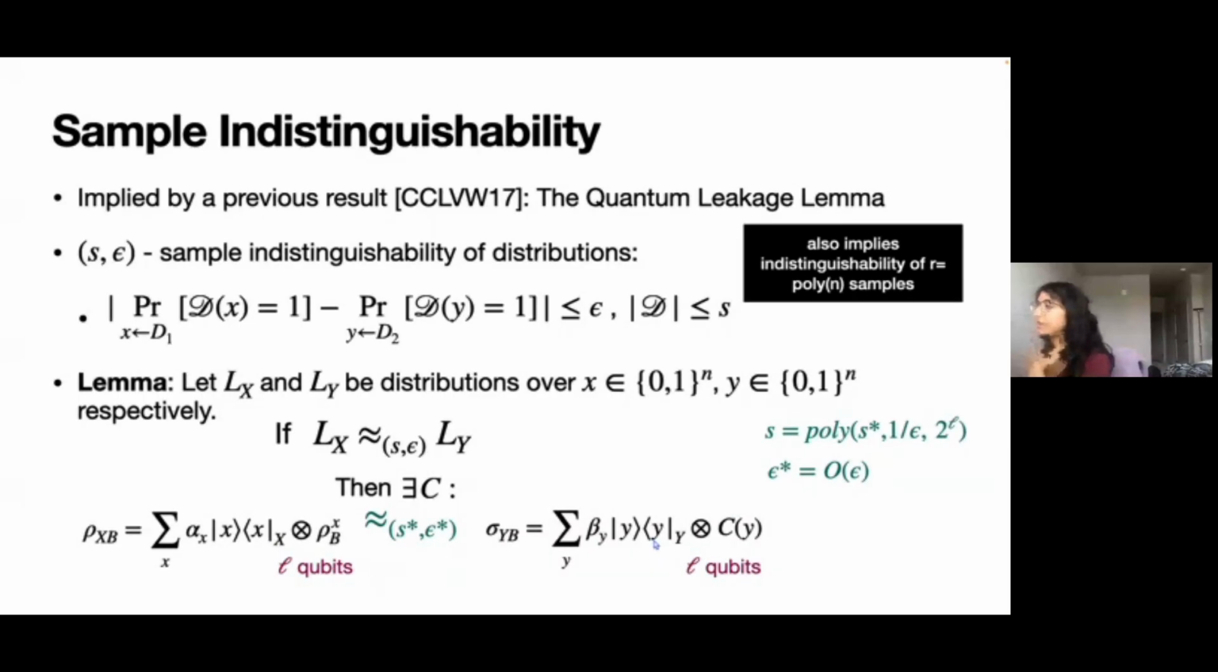In our case, we started off by saying that L and L bar were S epsilon indistinguishable. And then the leakage lemma says that there exists some circuit C such that the proofs that you generate using the true statements are S star epsilon indistinguishable from the proofs that you generate using the false statements.